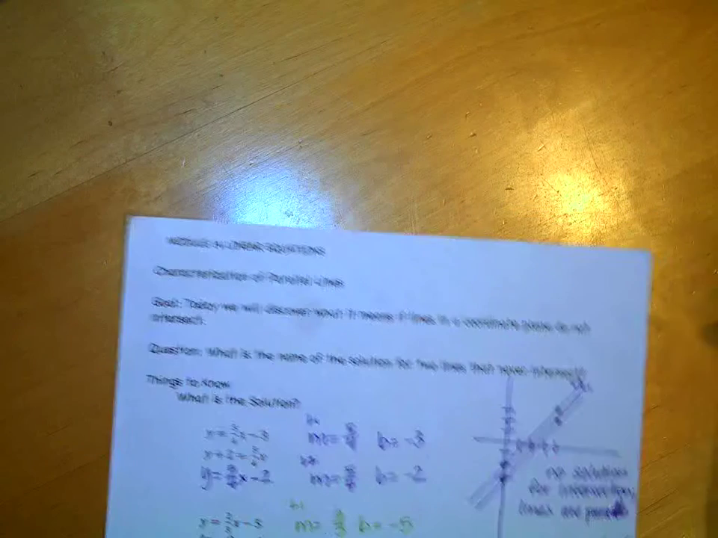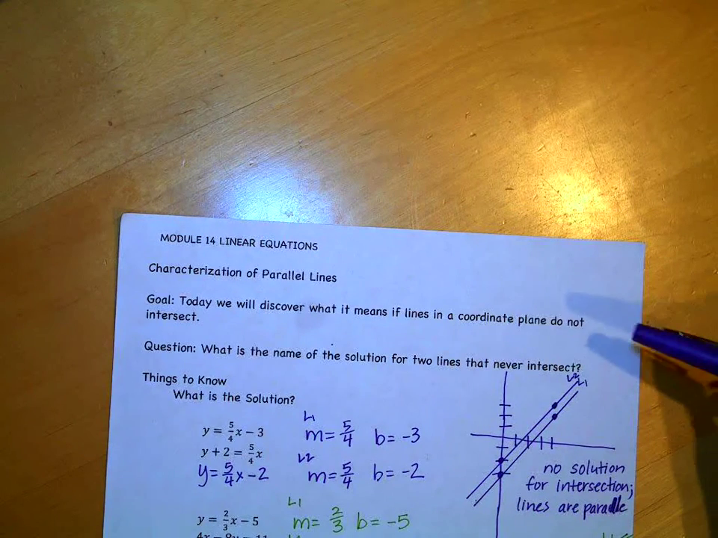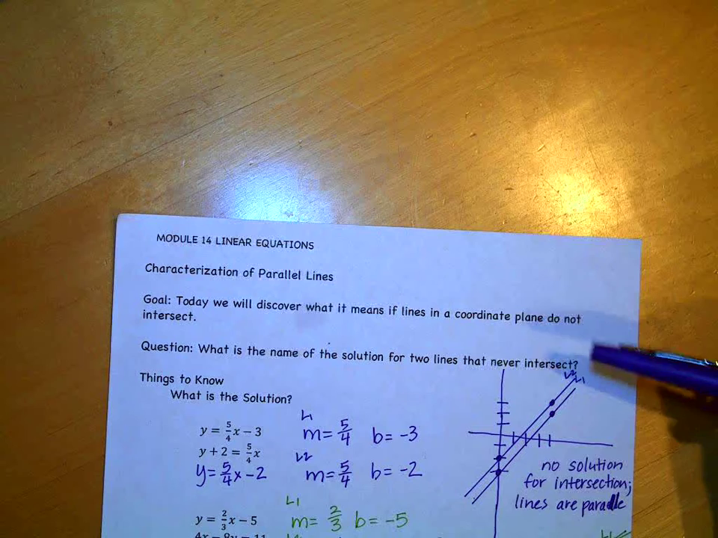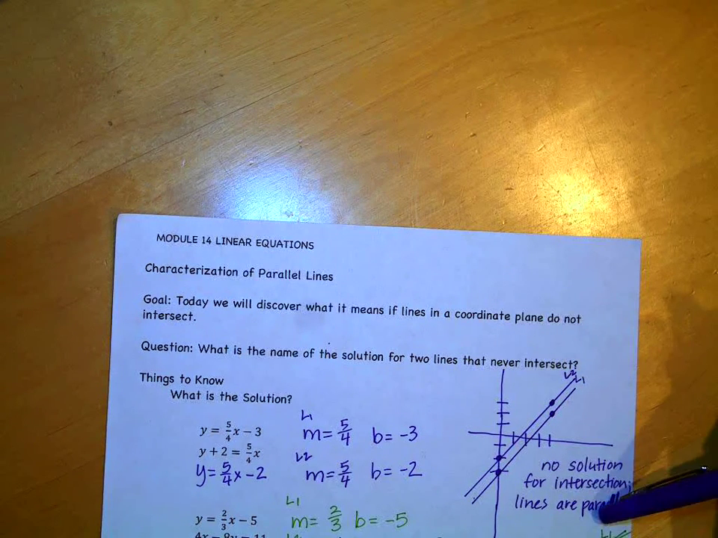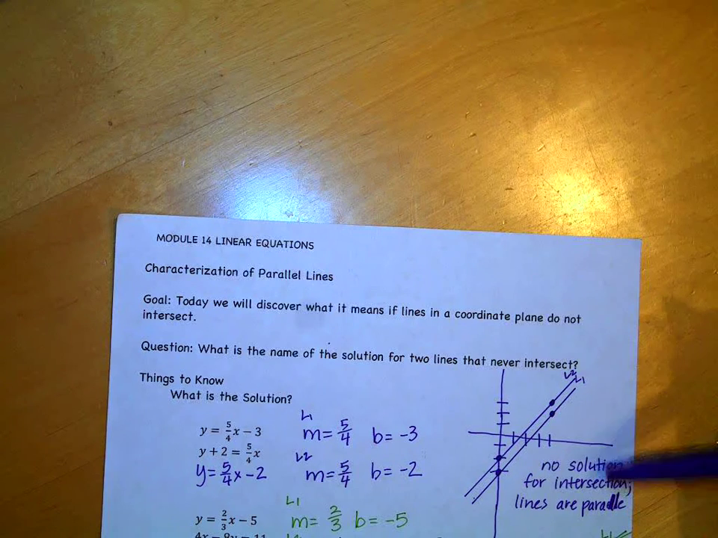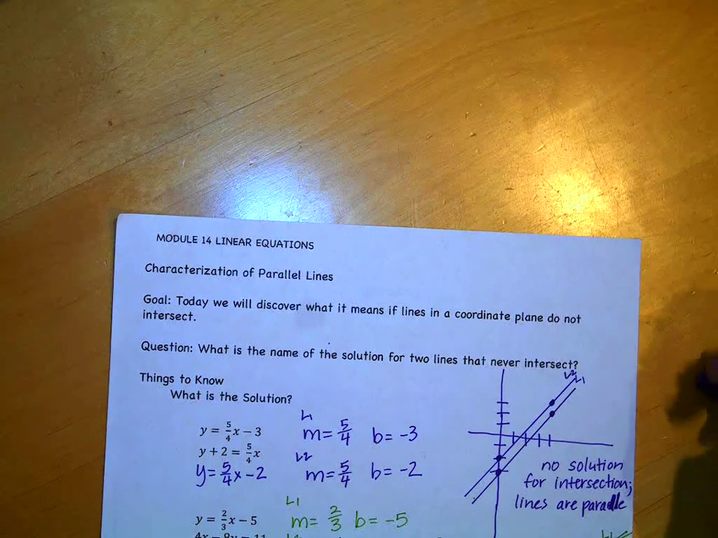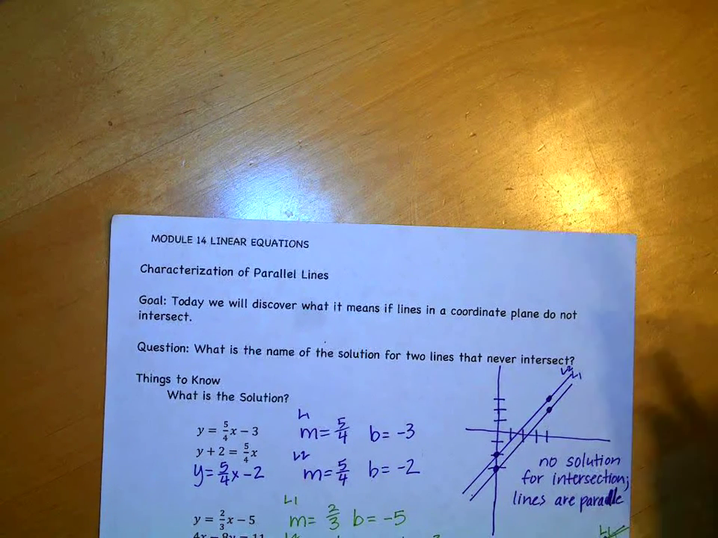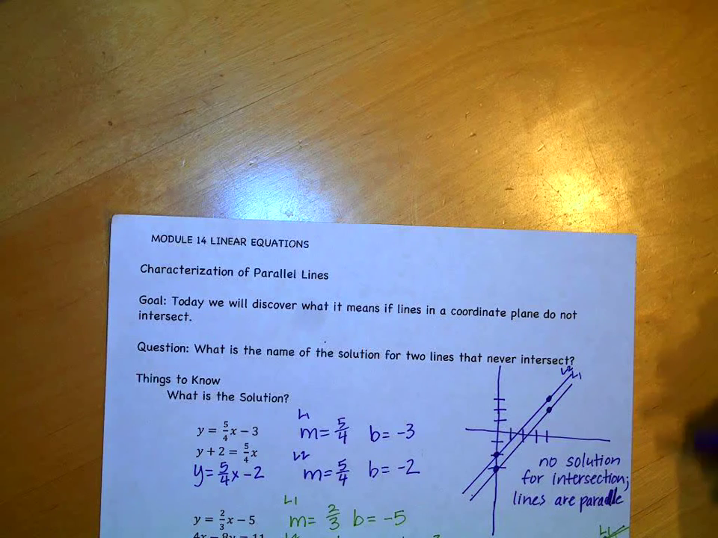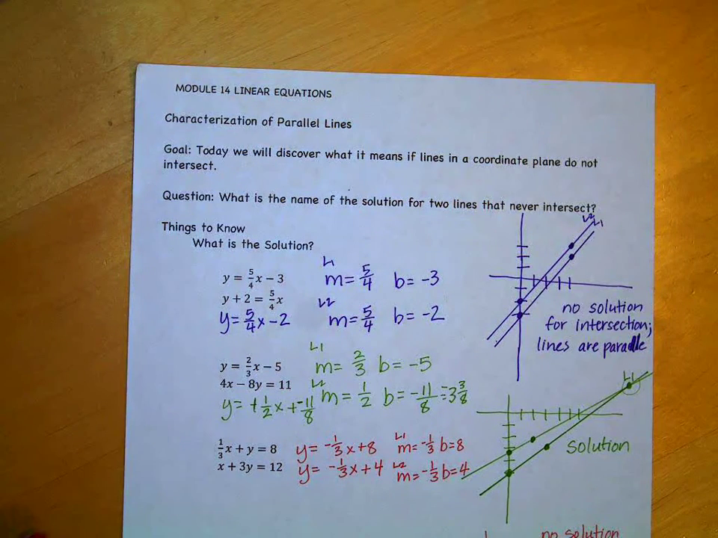Okay. All right, my darlings, let's go back to our goal. Today we will discover what it means if lines in a coordinate plane do not intersect. What does it mean if they do not intersect? It means that the lines are parallel and that there is no solution. What is the name of the solution for two lines that never intersect? It is a system that is parallel lines, a system with parallel lines where they never intersect.